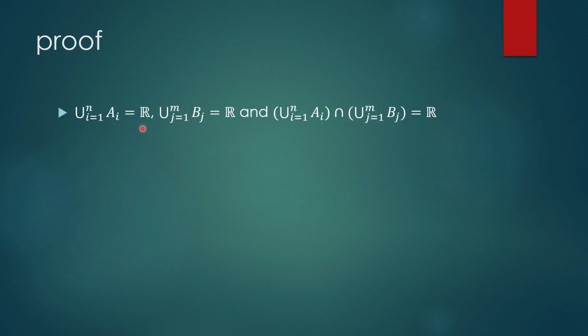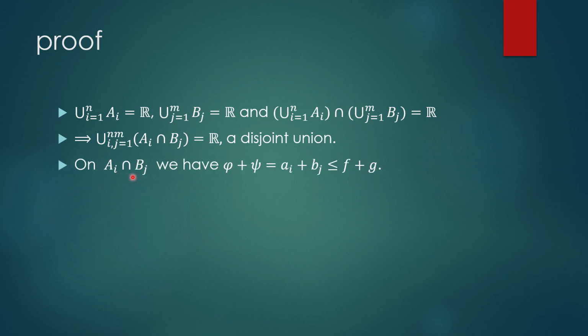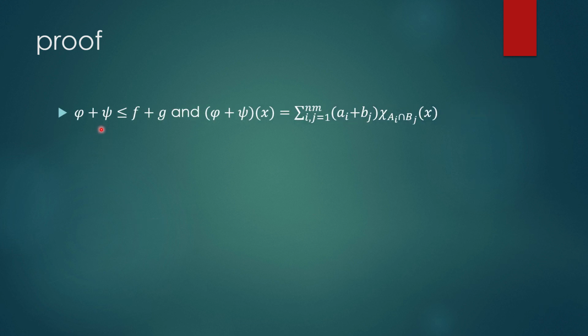The union of A_i is R, the union of B_j is equal to R, and then the union you can write in this form. After simplification, you can write the union over i, j running from 1 to n, m of A_i intersection B_j is exactly equal to R as a disjoint union. On A_i intersection B_j, we have phi plus psi equal to a_i plus b_j, but a_i plus b_j is less than or equal to f plus g. Therefore phi plus psi is a simple function such that phi plus psi is less than or equal to f plus g, and phi plus psi of x is exactly equal to the summation over i, j running from 1 to n, m of (a_i plus b_j) chi of A_i intersection B_j of x.